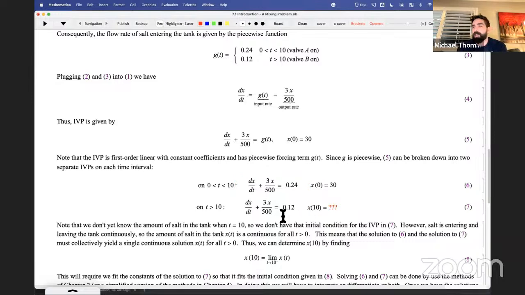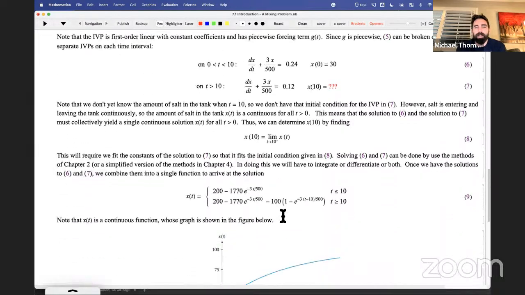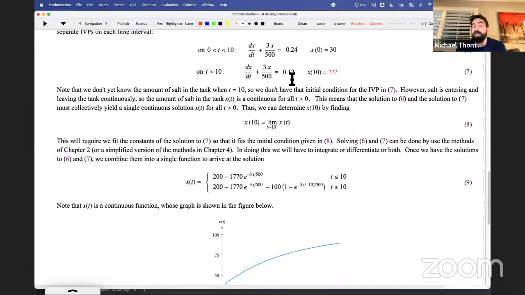All right, and the reason why this works is because salt doesn't just magically appear. It's a continuous function. So x has to be continuous. All right, so now if you do the work and you solve both of them and then you join them together, this is what you get for the first IVP. And then this is what you get for the second IVP. And if you plug in 10 into both of them, you'll notice you get the same value out in both cases. So they're continuous. So that's the solution.